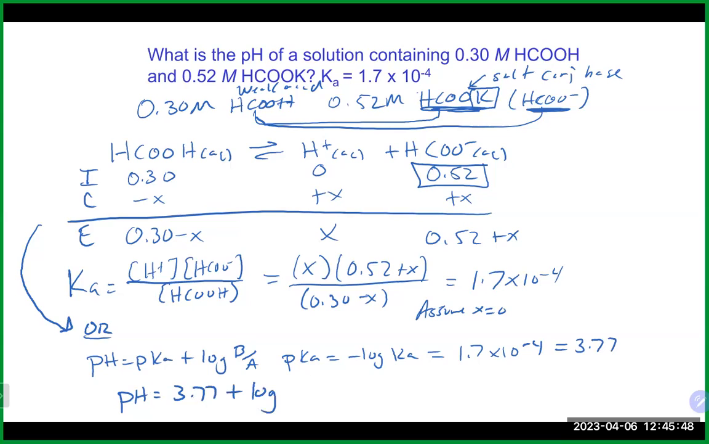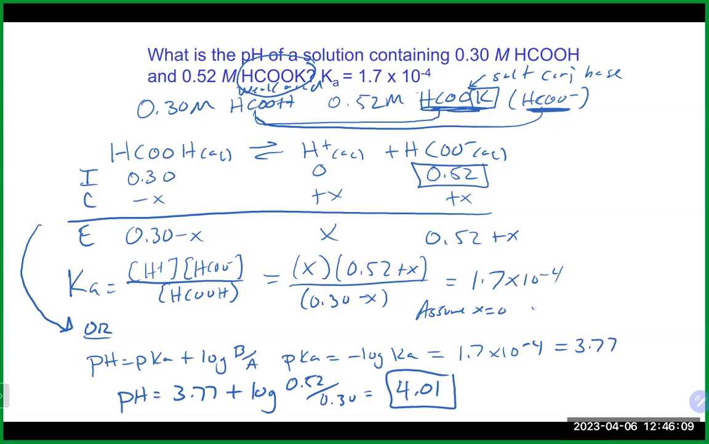We know for sure that this is our base, and that's going to be 0.52 up on top. Our formic acid obviously would be our acid. So we're going to do 0.52 divided by 0.3, plus 3.77. That gets you about a 4.01 as our pH.